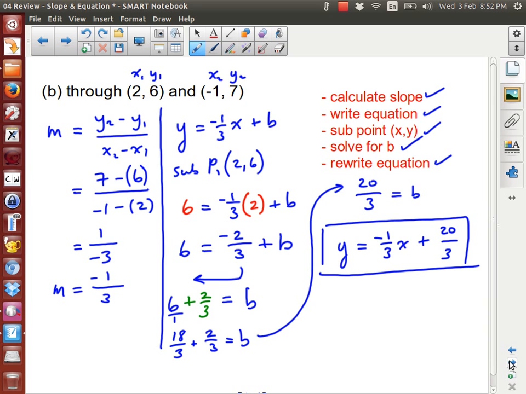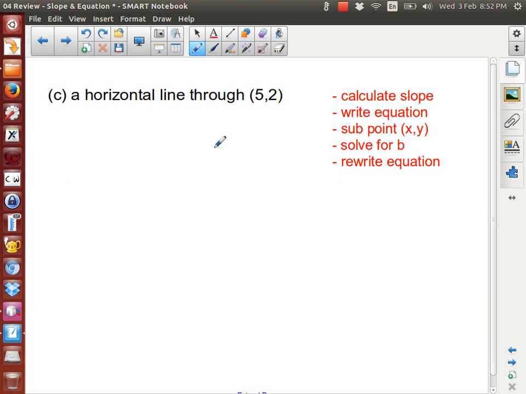I think we have one more example to do here. A horizontal line through 5, 2. Well, that's interesting, a horizontal line. Calculate the slope. How are we going to calculate the slope? We only have 1 point. But we make use of the fact that we already know from our discussion before, and if you think back to grade 9, a horizontal slope has the property that slope is equal to 0.